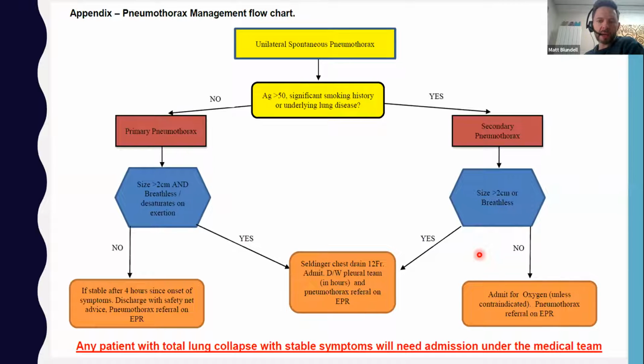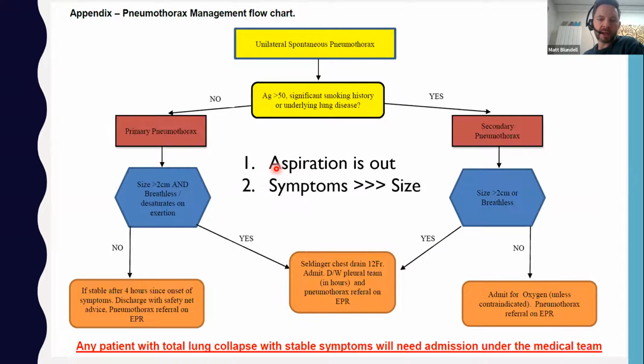So this is the Trust guidelines. It's modelled on the BCS guideline. So you can see it's still broken down into primary and secondary pneumothoraces, but the first change you'll notice is that aspiration is now out. Never really worked that well anyway. The second change is that size is less important. It's more now based on symptoms.